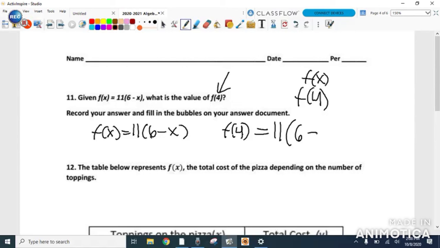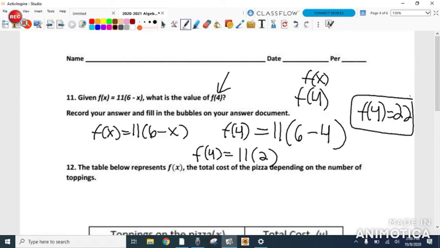And then all you do is just do some math. Solve it. What's 6 minus 4? Well, that's 2. So f of 4 equals 11 times 2. 11 times 2 is what? 22. So f of 4 is equal to 22. That is your answer. That's it.